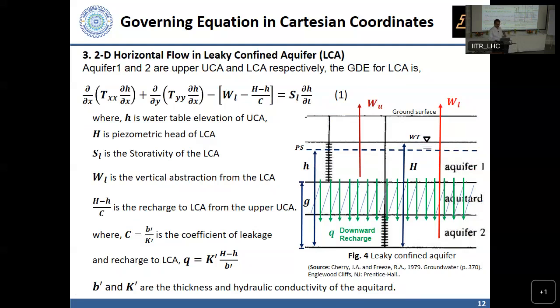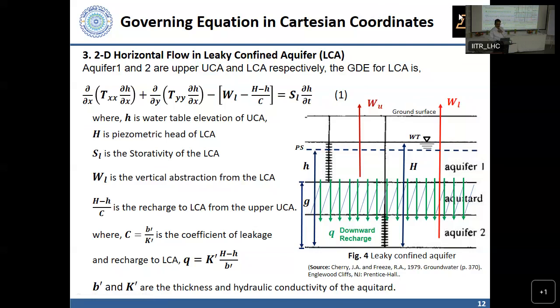From the main aquifer, if we are withdrawing water, again per unit area and per unit time, let's say that rate is W sub L. That is removed here, plus the fact that there is some leakage entering into the main aquifer. That leakage is going to be proportional to capital H minus small h, which is the head difference as water is crossing this aquitard.